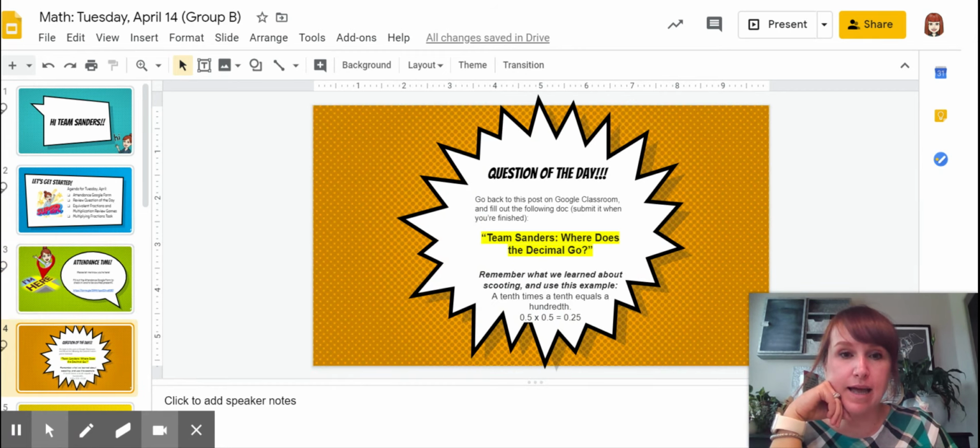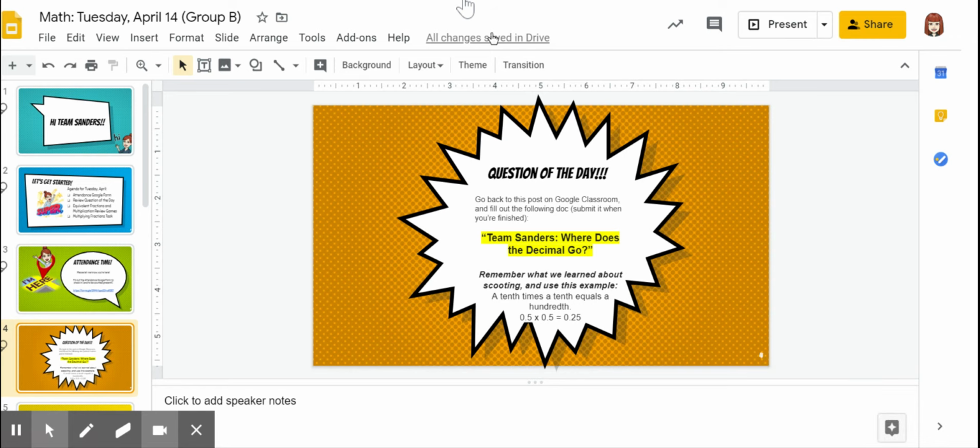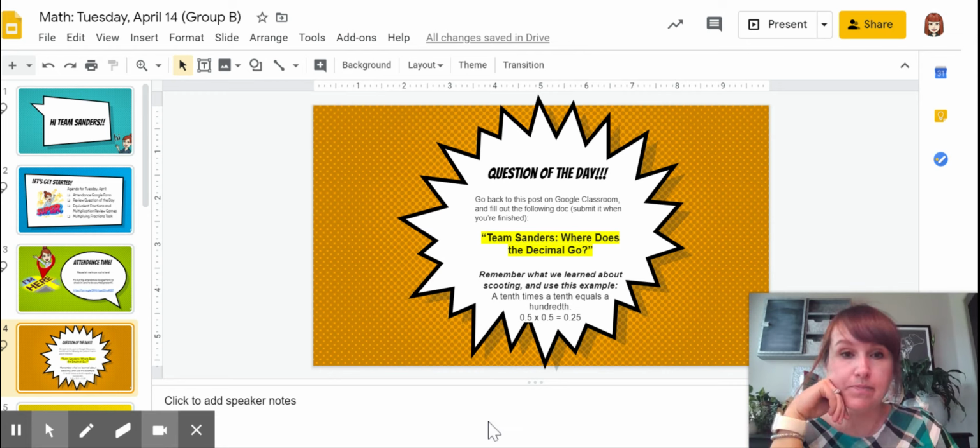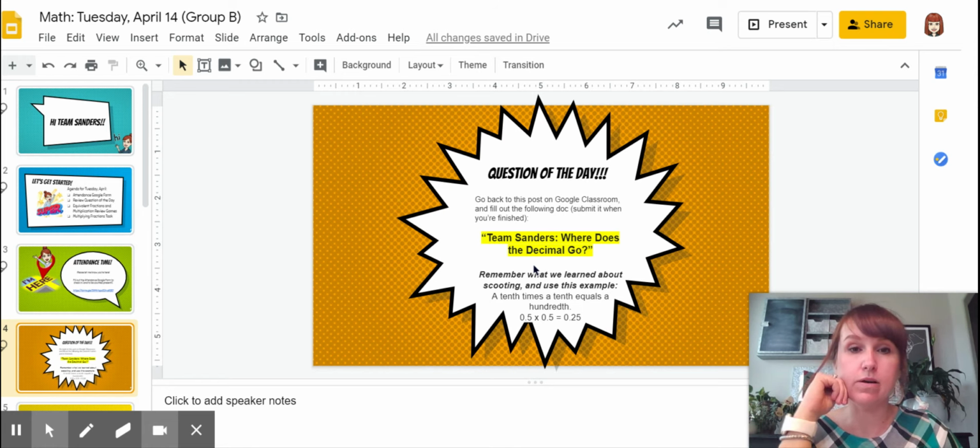Okay. Question of the day. Where does the decimal go? So basically, I need you to multiply two numbers together, and then it's going to look something like this. Basically, the decimal point is going to be in different spots, and you need to tell me where the decimal goes in the answer. So we've gone over this.